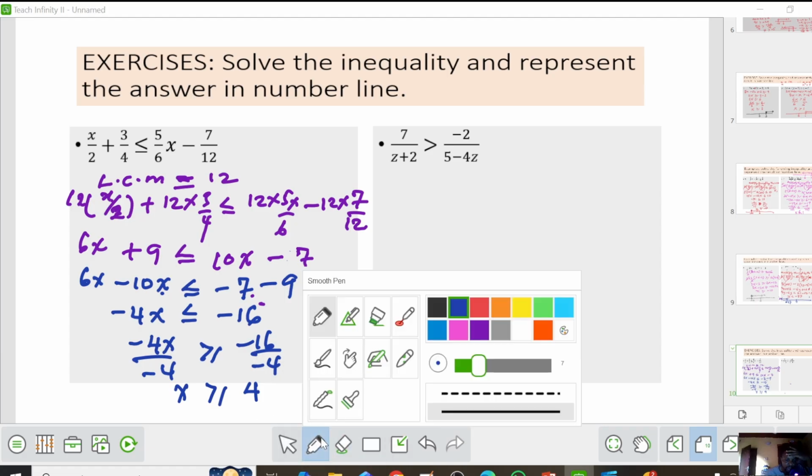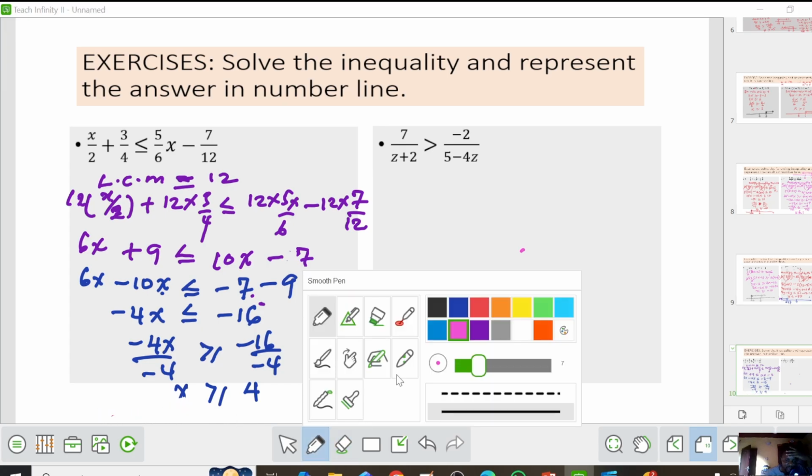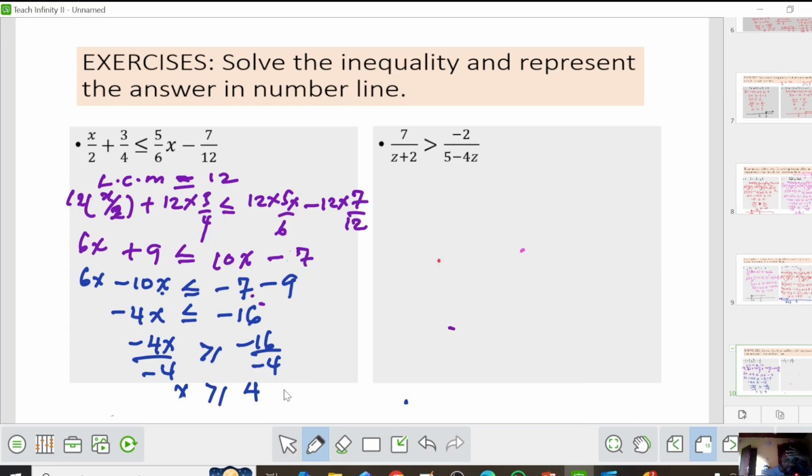Let's think of a number line. So let's represent this one on a number line. Let's draw it as simple and small here. Draw your line, then you put your 0. That 0 is very important to show the positive and negative. Then 4 is positive, so you put it on the positive side.